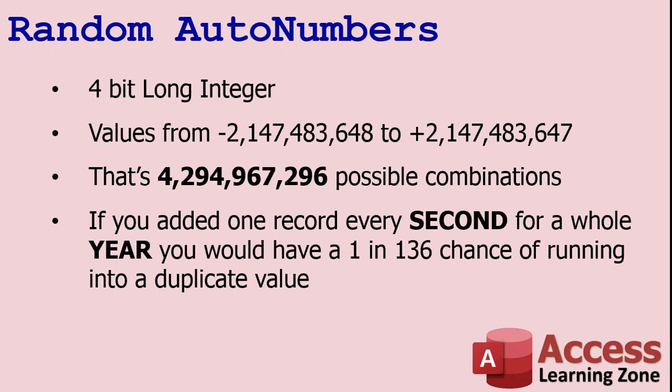In fact, I did some math. All right, an auto number is a 4-byte long integer. It has values from minus 2 billion to plus 2 billion. All right, 2.14, whatever. That's 4,294,000,000 possible combinations for that random number. That means if you added one record every second for a whole year, you would have a 1 in 136 chance of running into a duplicate value. That's adding a new record every second for a year. So unless you've got a gigantic database that's got lots and lots of activity, the chances of running into a collision are extremely small.